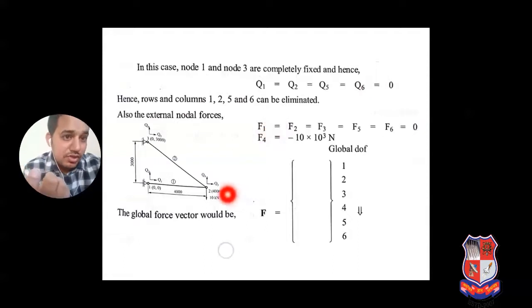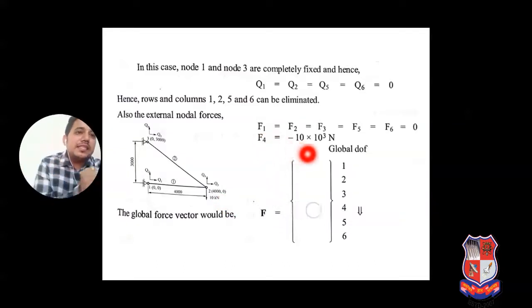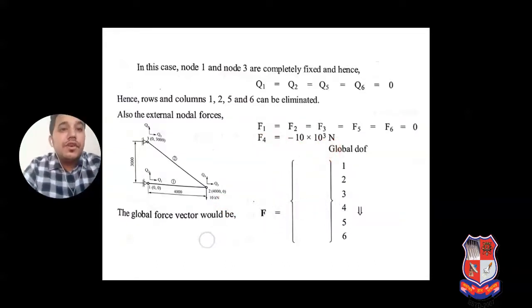So we have to find out just Q3 and Q4, as well as force number 1, force number 2, force number 3, force number 5 and force number 6 is equal to 0, because we have only one force, and that one force is in the downward direction. You can observe here 10 kilonewton. So we convert into Newton. So F4 is equal to minus 10 into 10 raised to 3 Newton. If it is upward, then we consider a positive sign, but if it goes downward, then we consider it as negative.